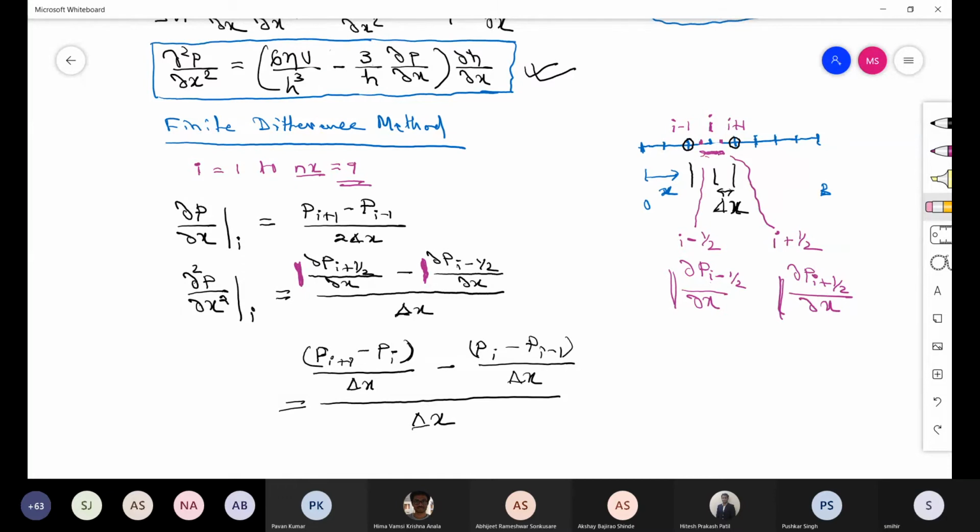See carefully. Now what is the value of, as you are asking, this del p at I minus half and del p at I plus half? This is actually del p at I plus half. You take the adjacent points, del p I plus 1 minus del p I. Similarly, what is the value of del p at I minus half? You take p I minus p I minus 1, divided by delta x. Okay, so the whole is divided by delta x. Any doubt?